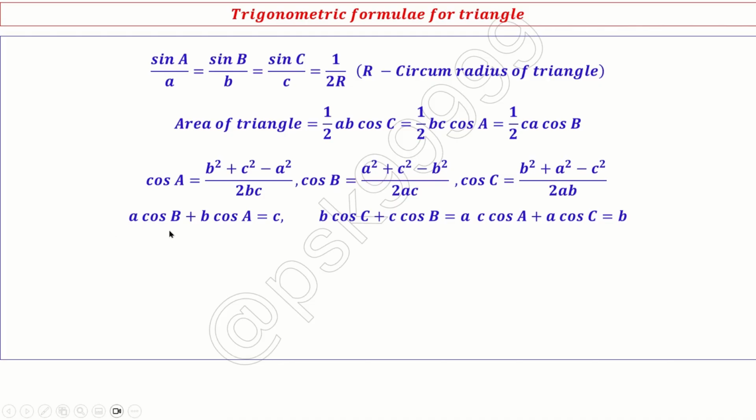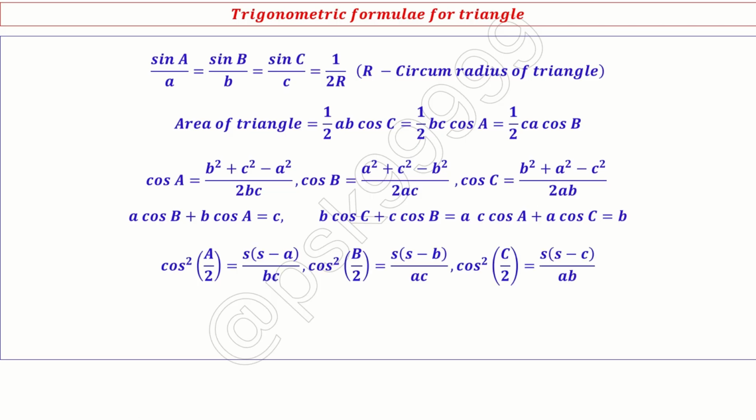So a cos B, here it is angle B, then b cos A, here the angle is A and the side is b, which is equal to c, the third side. Similarly, b cos C plus c cos B is a. c cos A plus a cos C equal to b. This is also very important to remember.